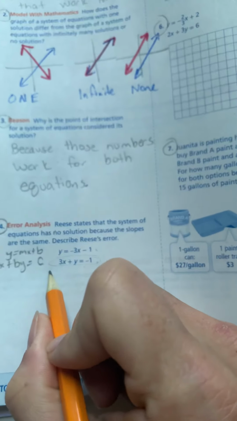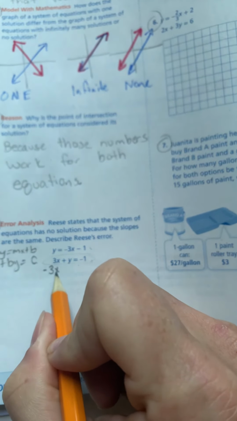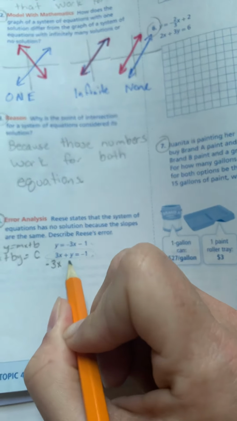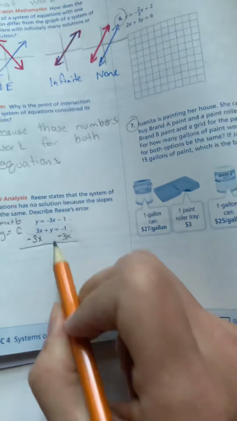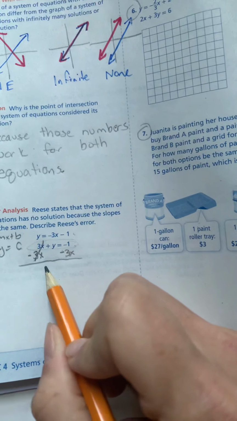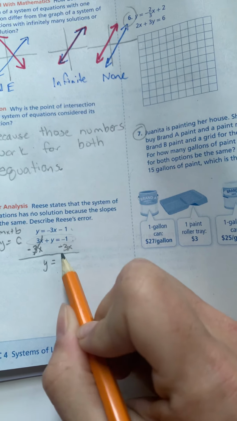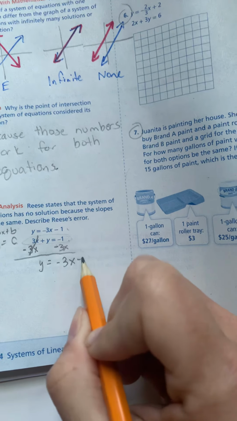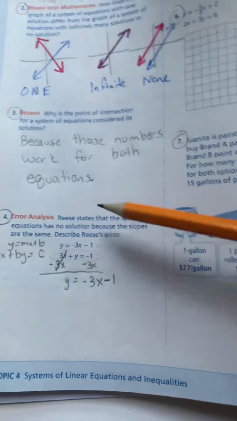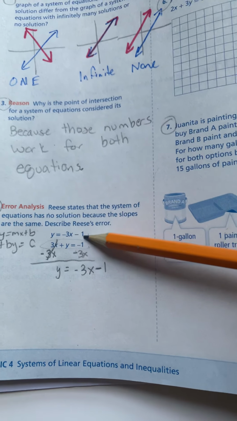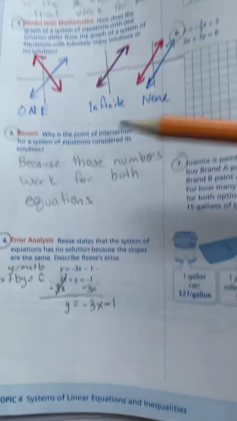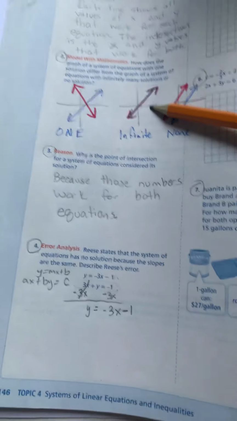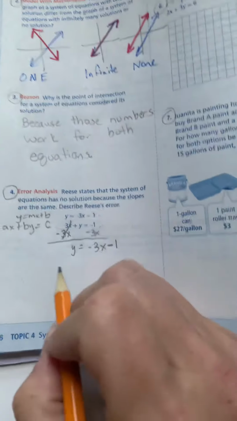To put it in slope-intercept, I just want to move everything except for y to the right hand side. So I'm going to subtract my 3x over. 3x minus 3x will cancel itself out, and I get negative 3x minus 1. And see, this also says negative 3x minus 1. So it's not that it has no solution. They're exactly the same, so it's infinite solutions.